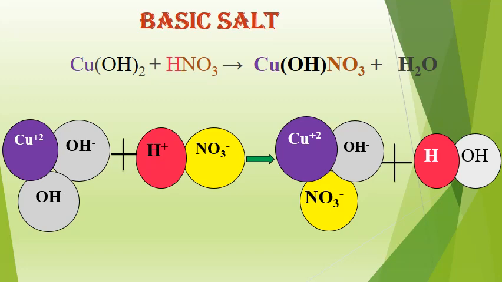So you have to remember, a basic salt will be formed only when you see a polyacidic base. That means a base will have more than one replaceable hydroxyl ion, and you have to have an insufficient quantity of acid. As the acid will be insufficient, all the hydroxyl ions cannot be replaced. So one of the hydroxyl ions gets replaced, the other hydroxyl ion remains, and the salt which is formed as a consequence is a basic salt.